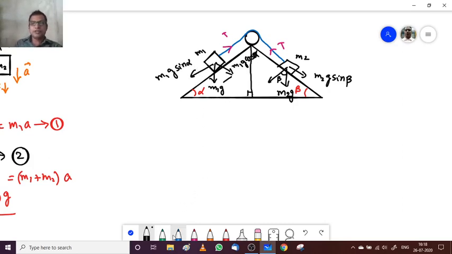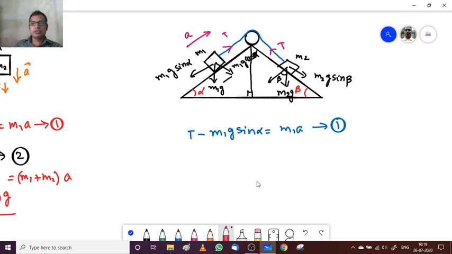Now the entire system is in oscillation of a. So what is going to happen? For the block m1, what I see over here is T minus m1g sine alpha is equal to m1a. This is our first equation. Sorry, this is m1a, oscillation a. Let's be clear: this is not alpha, alpha is the angle over here, oscillation is a.